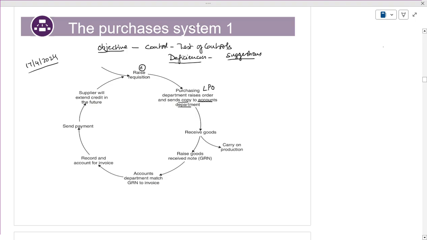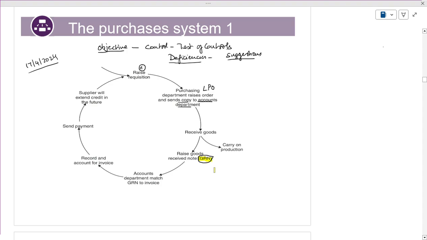Once you are receiving the goods, one side the goods will be transferred to the production. Fine, but the payment has to be done. When you are receiving the goods, there is a goods received note, GRN. Okay, when you are receiving, now you understand.